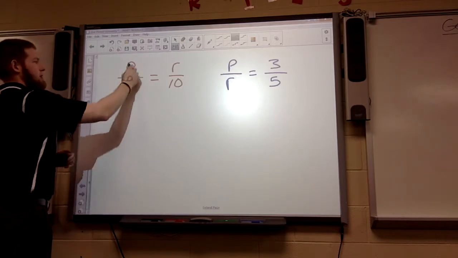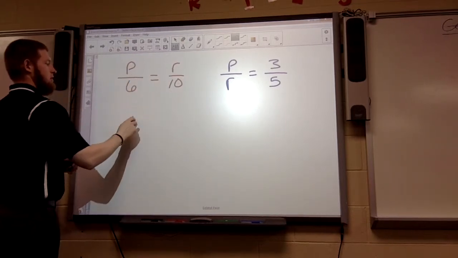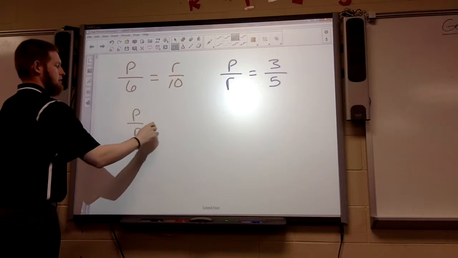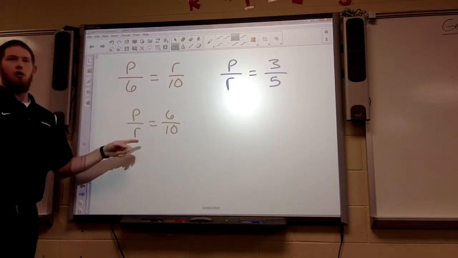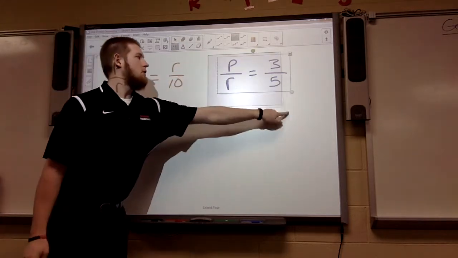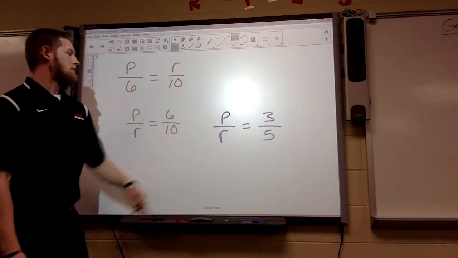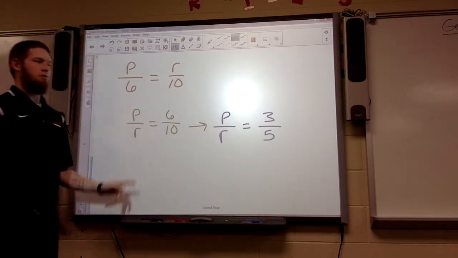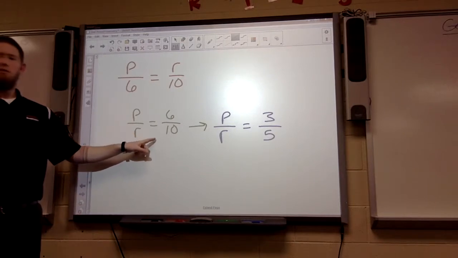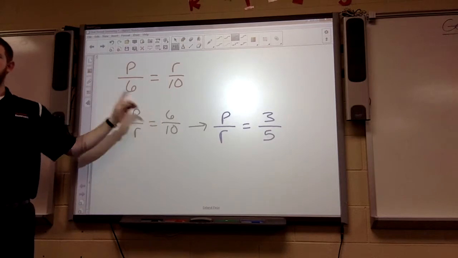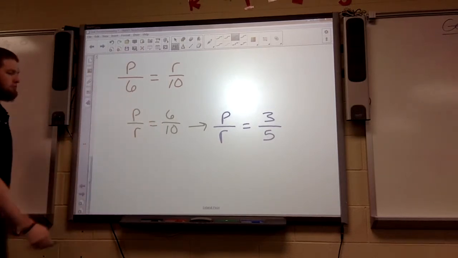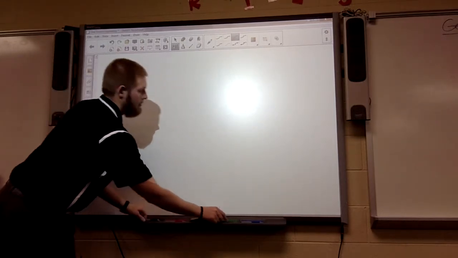Instead of lining them up here, they line them up this way. So they actually have P over R equals 6 over 10, and you just reduce. Is that the same thing as P over R equals 3 over 5? Yeah, that's the same thing. What did I do to get there? I just reduced 6 over 10, my ratio is all. Okay, so was this a true statement? Yes. Okay, let's do another one here.